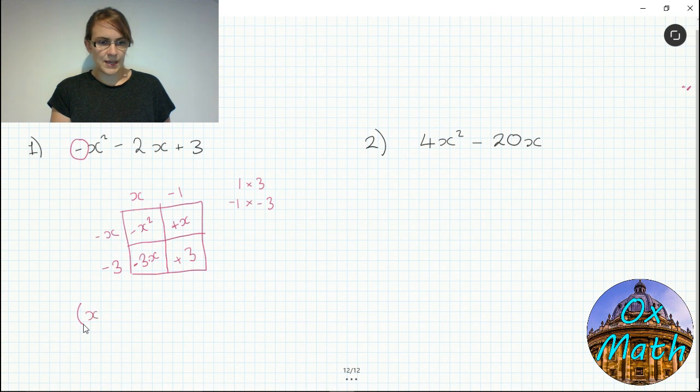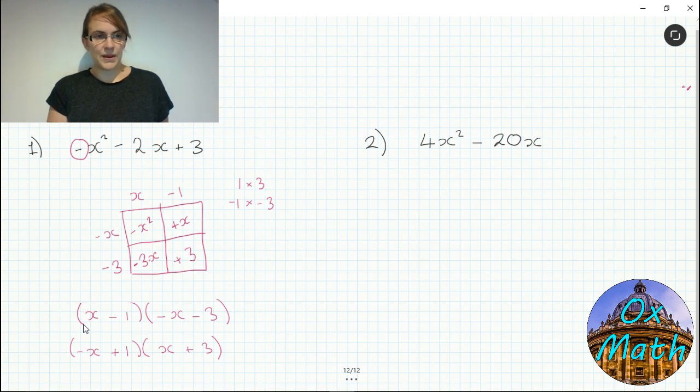My two brackets then are equal to x minus 1 from the top and minus x minus 3 from the side. There were two possibilities because we could reverse the signs of everything, and we could have had minus x plus 1 and x plus 3. That would also work because we've reversed the signs of everything. It would still work out the same. So there are two possible answers if you get a minus x squared in there, but essentially they are the same thing.